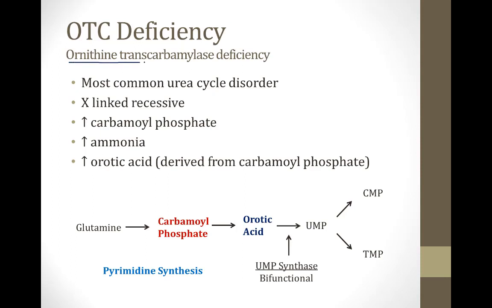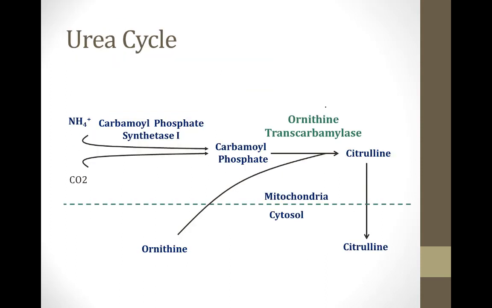Now let's talk about an ornithine transcarbamylase deficiency, or an OTC deficiency. This is the most common inborn error of metabolism in the urea cycle. It is an X-linked recessive condition, and children born with this enzyme deficiency have very high levels of carbamoyl phosphate and very high levels of ammonia. If we go back to this slide here, ornithine transcarbamylase is dysfunctional in an OTC deficiency. As a result, the level of carbamoyl phosphate will rise, and in addition, the level of ammonia will rise.